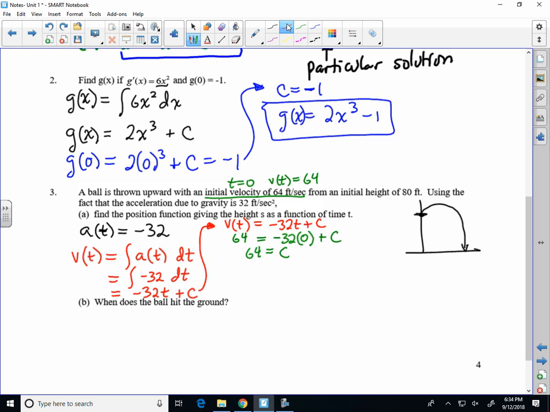Because when it's initial, that means that it's at the start. At the start, time is equal to 0. No time has passed. Anytime we say initial, that's the assumption that t equals 0. Correct. So then the next step is going to be to rewrite my velocity function as -32 t plus 64.